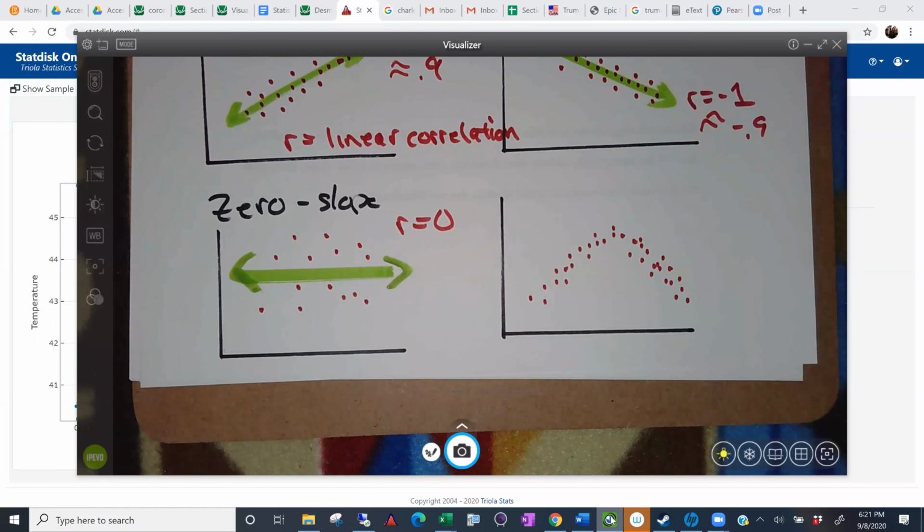Anything else? Good question there. Thanks, Halal. Anything else there? All right. Hang on a second. So anything else on this section? All right then.